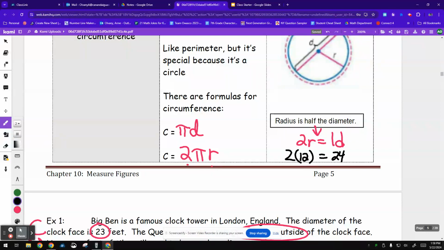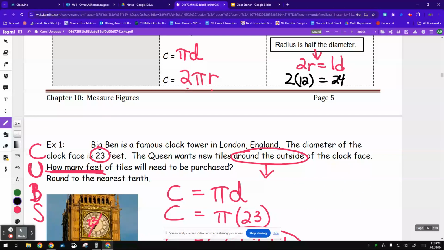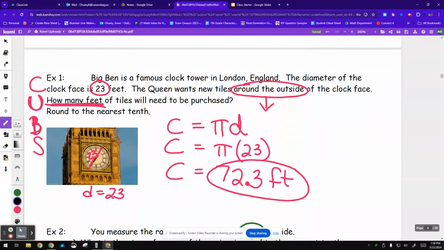I could have done that for the first problem, but they gave me a diameter, and the formula pi d just fits right in there. So I didn't need to deal with that. I could do C equals 2 pi r, but then I'd have to figure out r. What's half of 23, guys? 11.5.